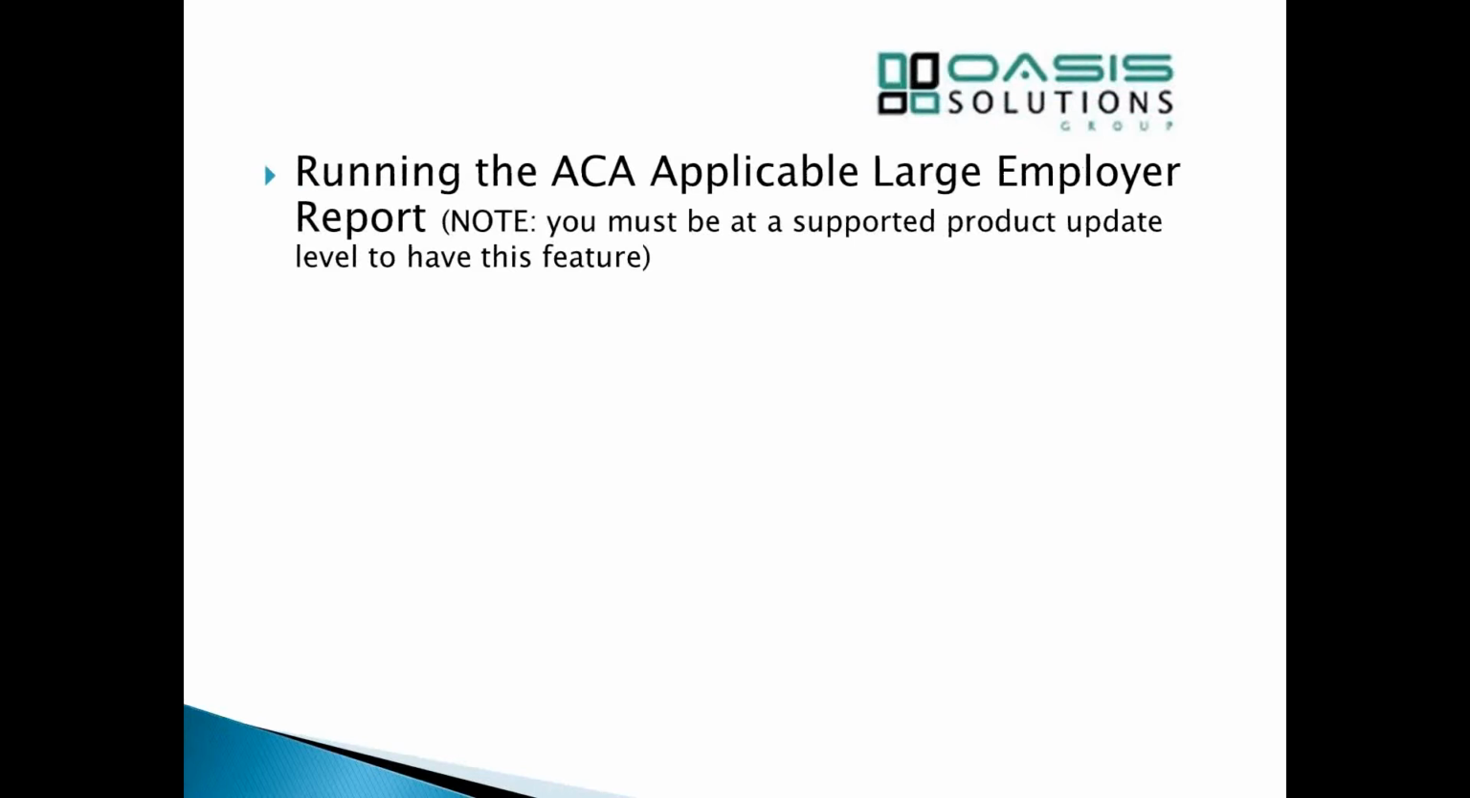To actually run the large employer report, please keep in mind that you have to be at the supported product update level to have this feature in your Sage 100. You would navigate to your payroll, then to the ACA folder, and then to the ACA applicable large employer report. Also, please remember that this is a new feature and is allowed or disallowed in security role maintenance. So if you need to run this report, you do need to allow the security for that in your role maintenance. And we discussed this in the first part of our series.